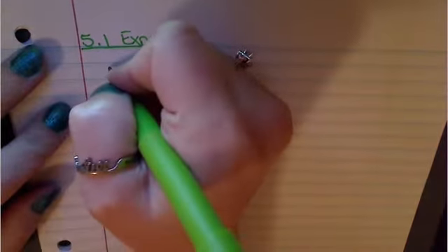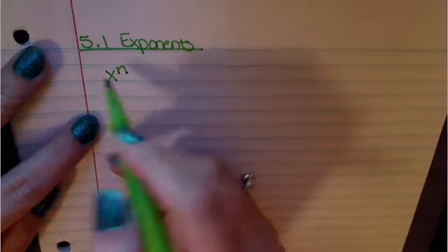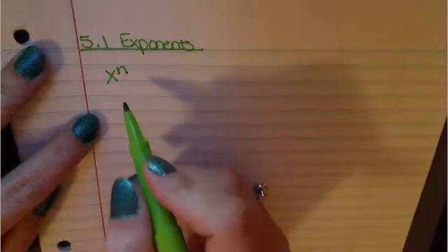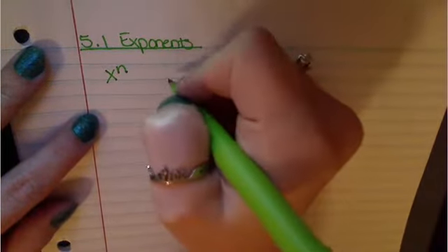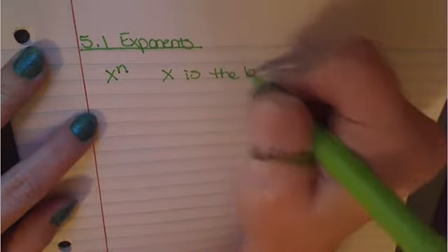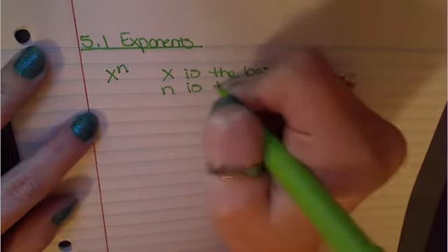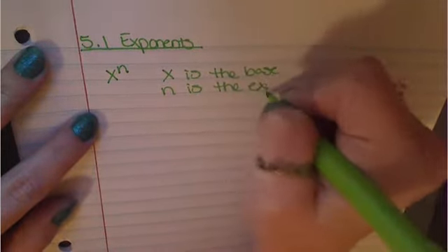Today we'll be working in Chapter 5, Section 1. The chapter is on exponents. So first, let's get a little refresher on what an exponent is. Exponents look like this. You have a base with an exponent power. So x is the base, where n is the exponent.